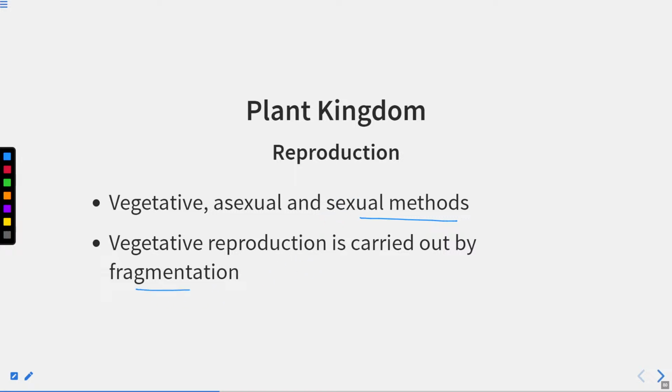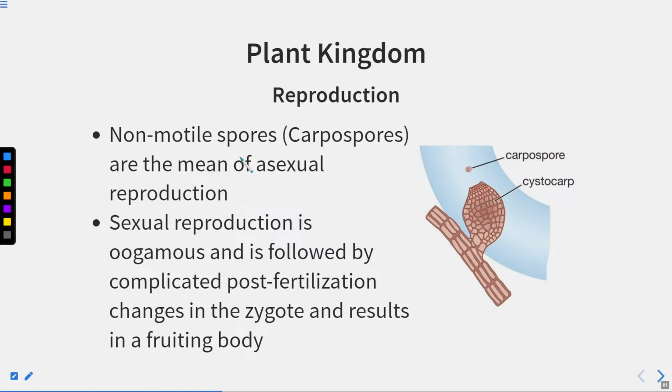Vegetative reproduction is by the fragmentation process, and the non-motile spore, very important, carpospores, are the means of asexual reproduction. You just have to remember this name, carpospore, that shows the asexual mode of reproduction.